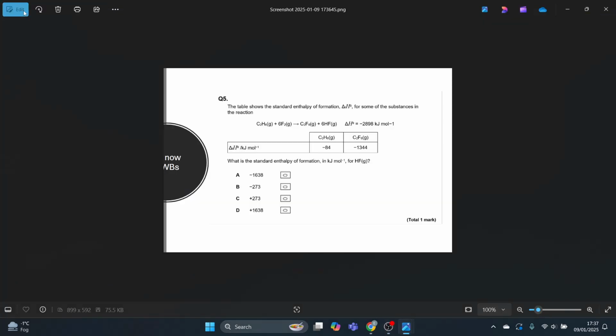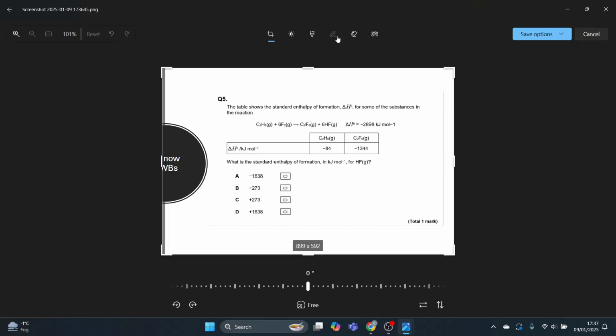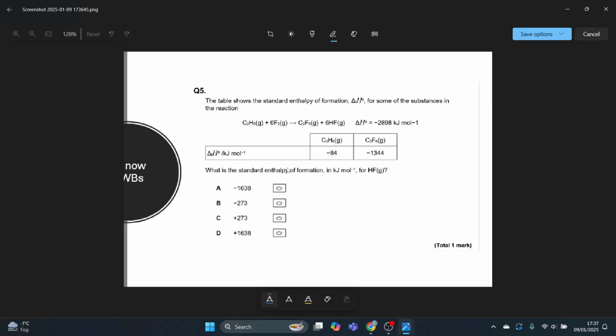Multiple choice questions. Question 5. The table shows a standard enthalpy of formation for some of the substances in the reaction. What is the standard enthalpy of formation in kJ mol^-1 for HF?